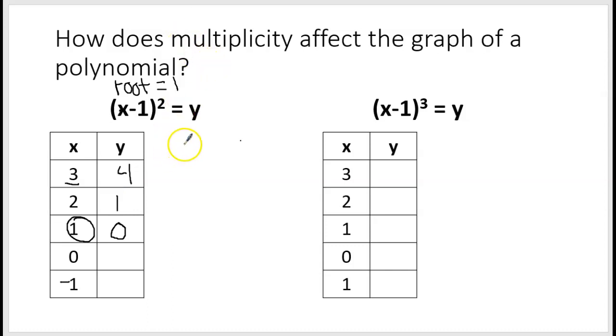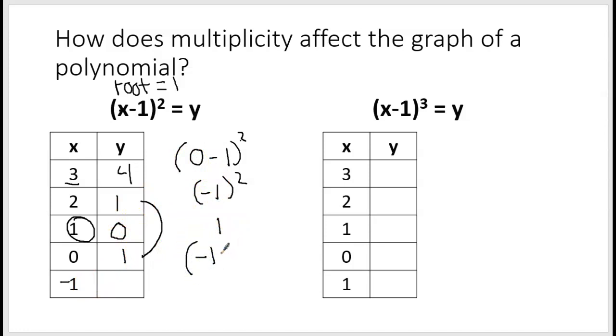If I plug in 0, zero minus 1 is -1, and -1 squared is 1. Didn't we already have that earlier? The 1 gets repeated there. Let's plug in -1 and see what happens now. Can you predict what's going to happen? -1 minus 1 is -2. And when you square it, you get 4, which once again is another repeat.